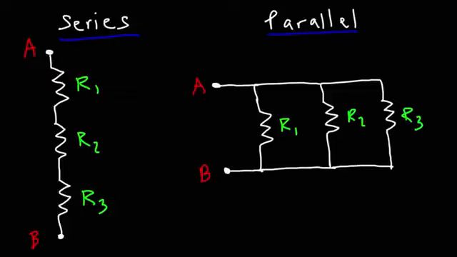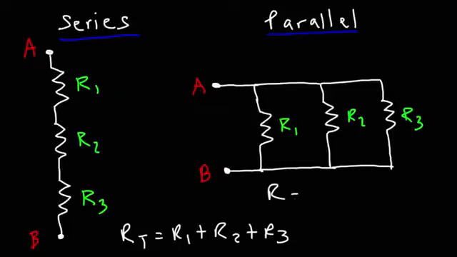If you wish to increase the resistance in a circuit, you want to add resistors in series, because the total resistance of resistors connected in series is the sum of each individual resistor. So the more resistors that you add, the greater the total resistance will be. In a parallel circuit, the more resistors you add in parallel to each other, the total resistance actually goes down.